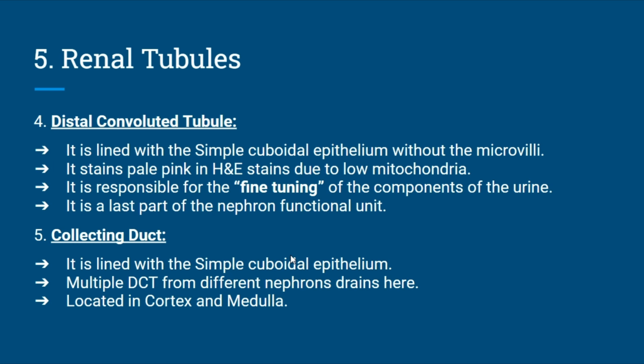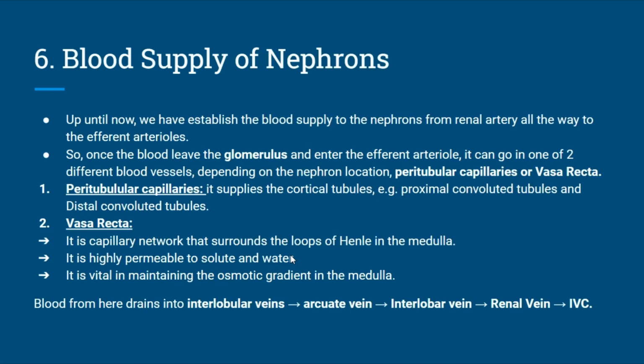The final part is the collecting duct. It is lined with simple cuboidal epithelium. Multiple distal convoluted tubules from different nephrons drain here, and it is located in the cortex, and it traverses deep into the medulla. Now let's look at the blood supply of the nephrons.